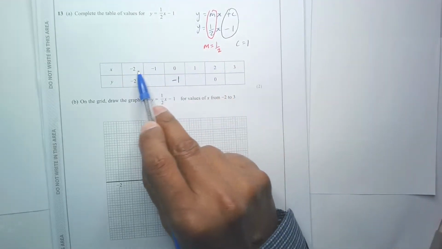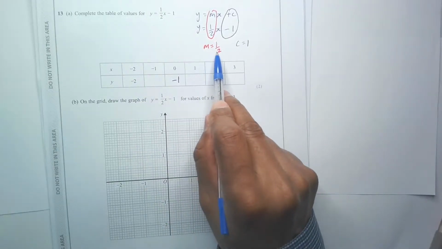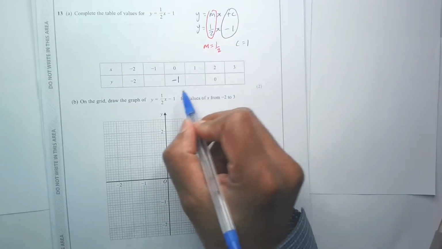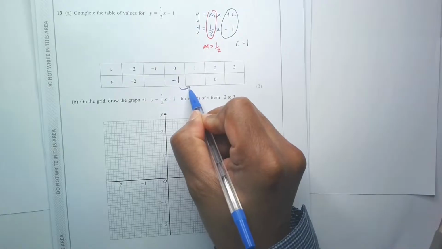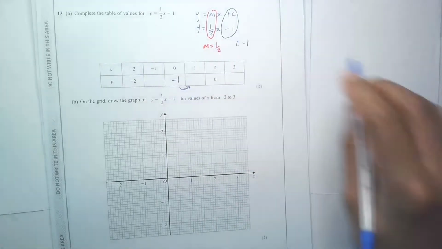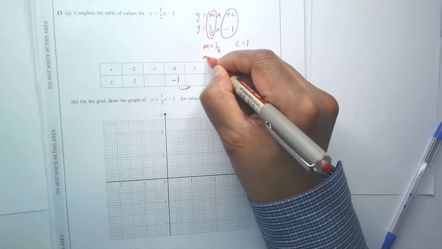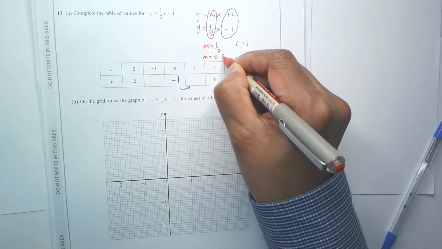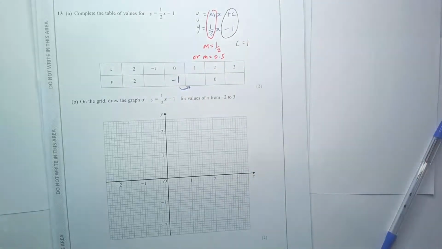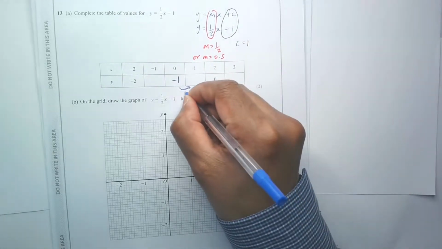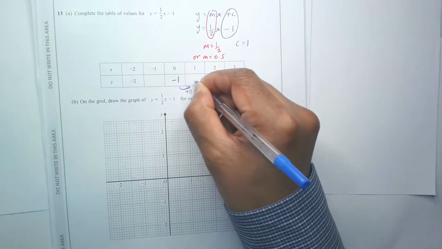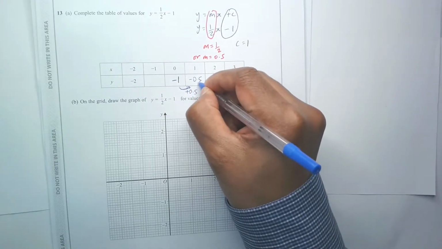So let me just put that in there just to show you we're going to be right. And we've also learned that for every 1 unit across, we go up by half. So here I'm going to go up by half. So I'm going to rewrite this as m equals 0.5, just because it's a bit easier to write down. So I'm going to add 0.5. So this is now minus 0.5.